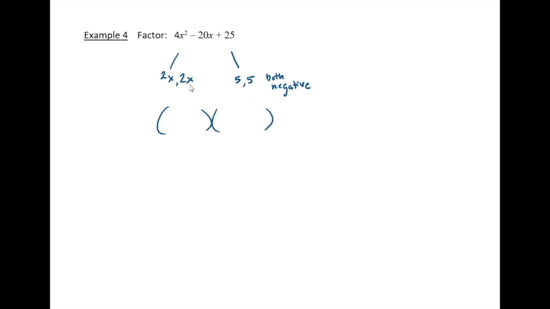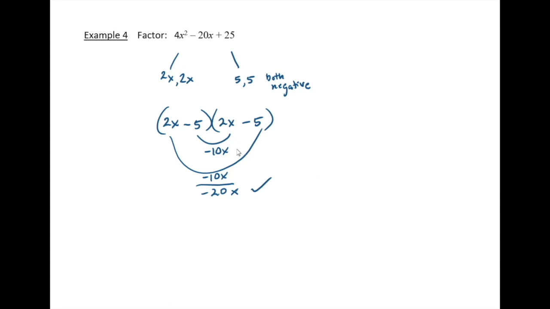There are, of course, other factors of 4x squared and 25, but we're going to check the perfect square factors first. Notice that the 5's here have to have the same sign because the product is positive, but they will both be negative because the middle term is negative. So let's put the 2x in each of the first positions of the binomials and the negative 5 in the last positions.